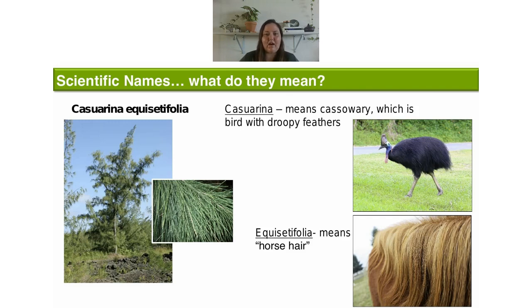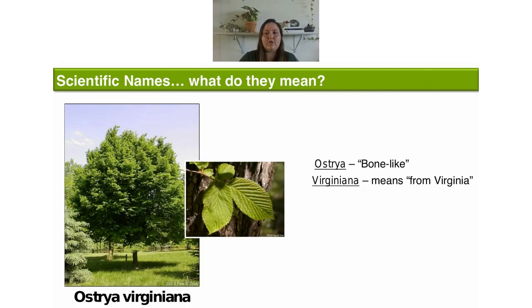Now let's look at the other ironwood scientific name, Ostrya virginiana. Ostrya means bone-like. Bones are hard and strong, just like this plant's wood, which is difficult to cut through and even used to make fence posts. The second part of the name, virginiana, means from Virginia, which is where this plant might be found. So when you hear the scientific name, remember each one has a meaning. Try to think about what you can learn from the meaning and about the plant.